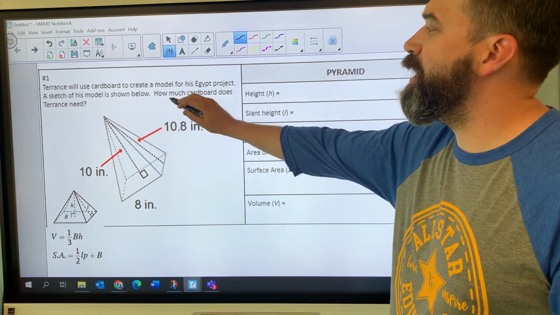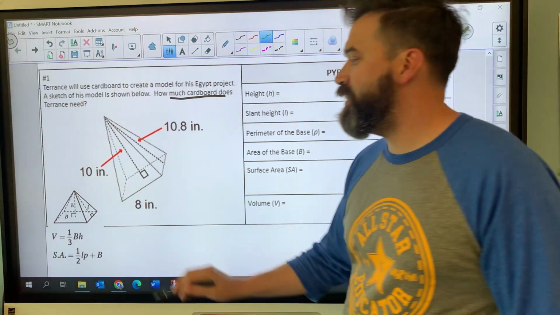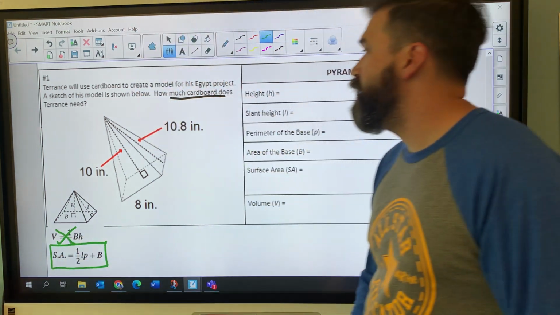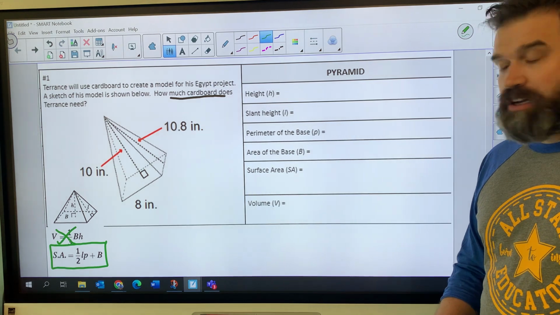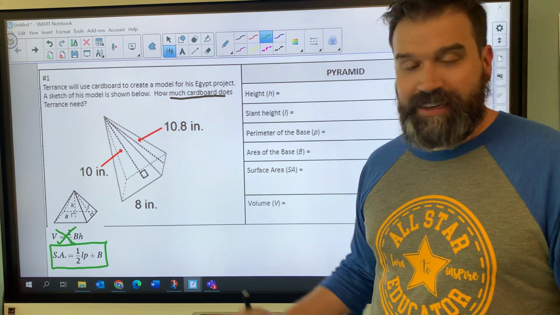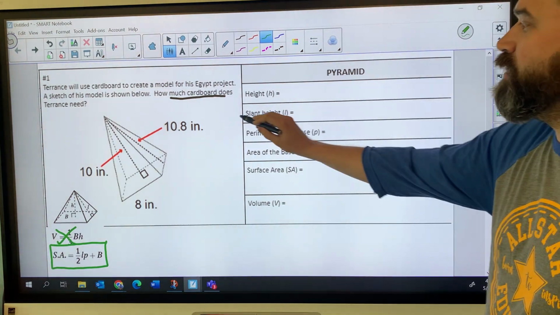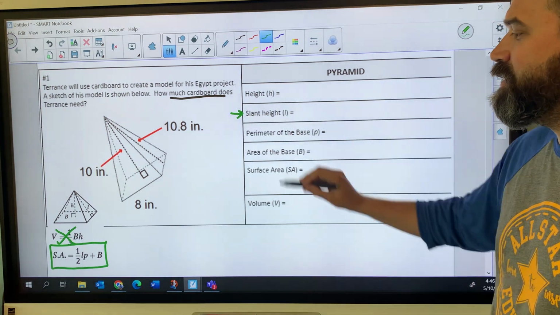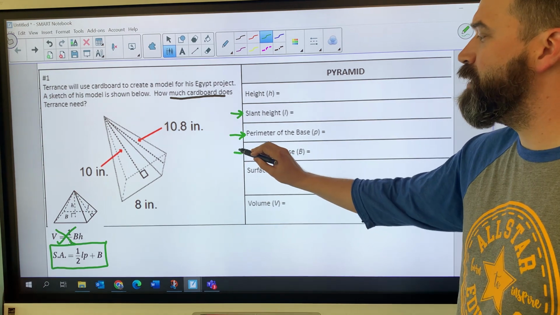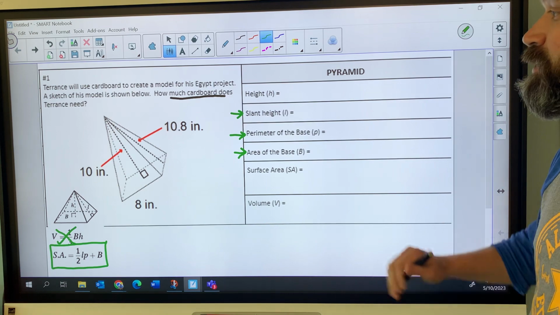As soon as we see that, how much cardboard does Terrence need, we're talking about the outside of the shape, not the inside. So we're not focused on volume, instead we're talking about surface area. Now, in order to use the formulas on your formula sheet, you're going to need to know what those letters mean. There are 3 letters in that surface area formula: L, P, and capital B. The L is slant height, the P is the perimeter of the base, and the capital B is the area of the base. So those are the 3 things I'm going to need to find.